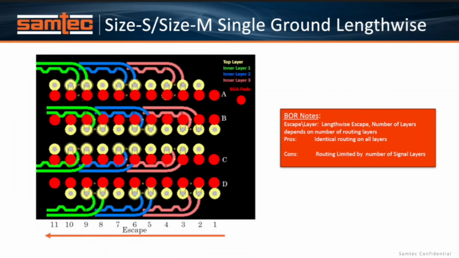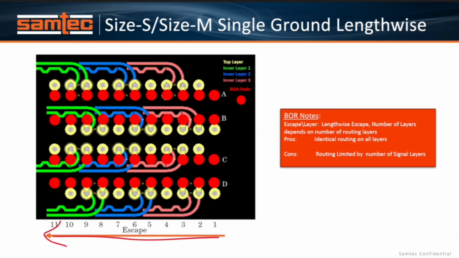Another option is routing the signals along the length of the axis. You can see again the routing is to the left of this image. The pros of using this approach: identical routing on all layers, but again, the routing is limited by the number of signal layers in the PCB.